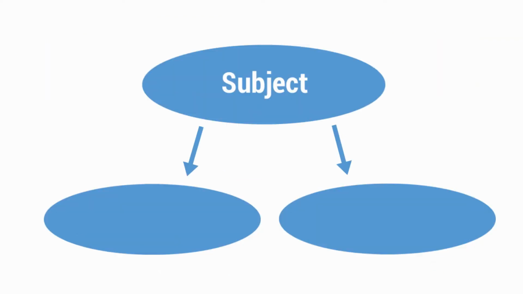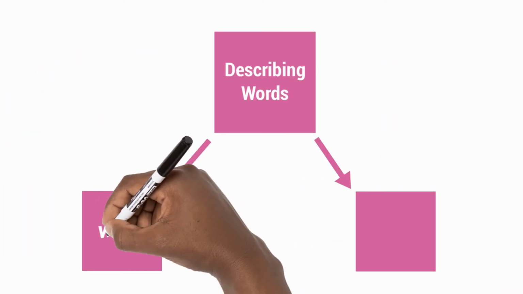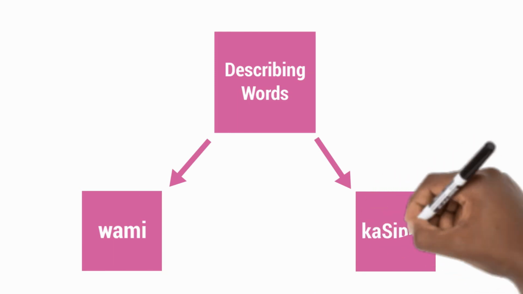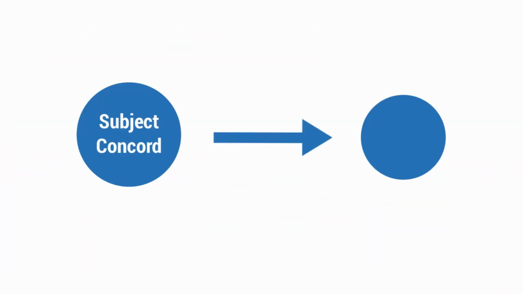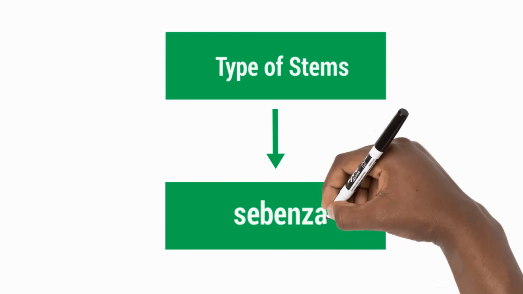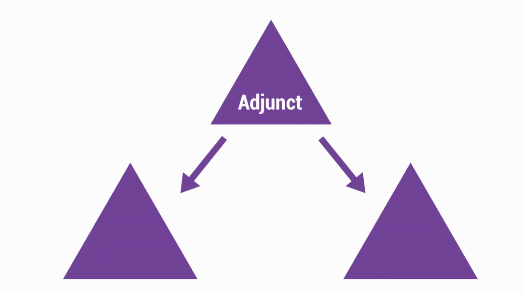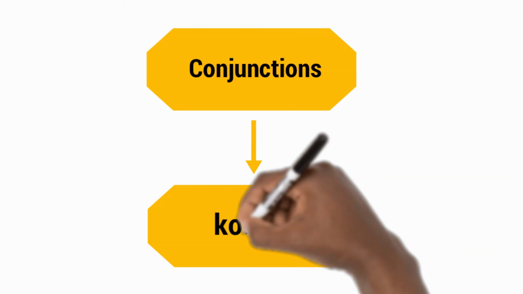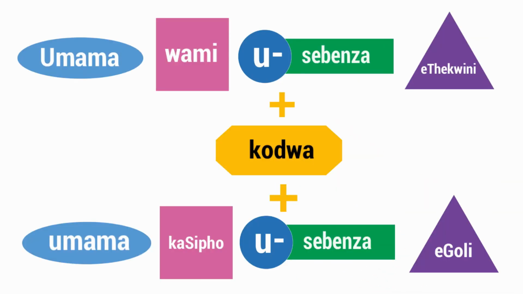The subjects are umama in both sentences. The describing words are wami and kaSipho. The subject concords are u for both subjects. The types of stems are sebenza for both sentences. The adjuncts are eThekwini and eGoli. The conjunction is kodwa. Umama wami usebenza eThekwini, kodwa ubaba kaSipho usebenza eGoli.